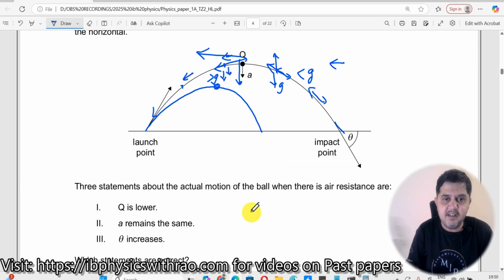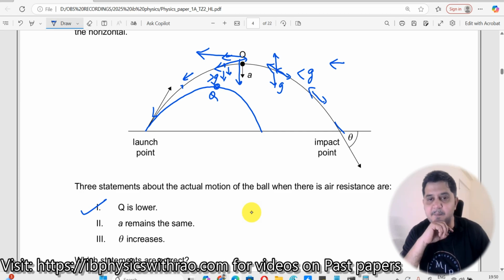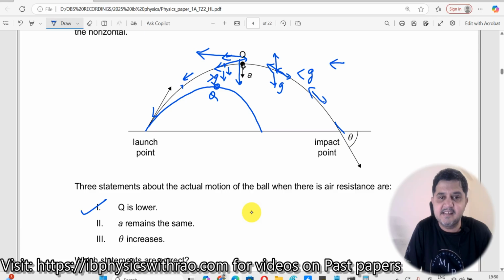So what did we learn here? We have learned that the value of Q now reduces. Q is lower. This is right. Then A remains the same. What happens to the value of A? A is the acceleration due to gravity at this point. Remember, this is not the net acceleration, because I told you the net acceleration changes. What is this point here? The peak point.